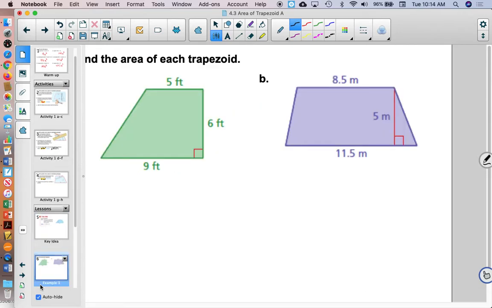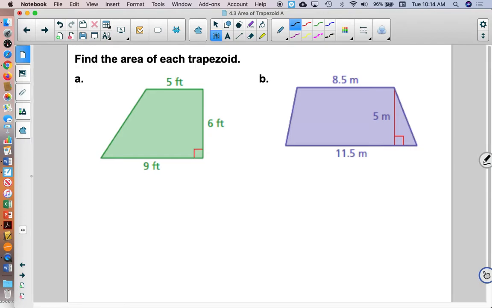With that being said, calculate the area of the first trapezoid here, A. Somebody tell me what I'm going to do. You got a formula. You got measurements. How do I plug it in, Mr. Gay?